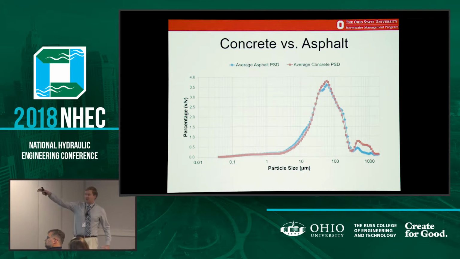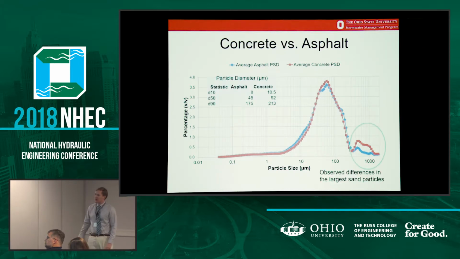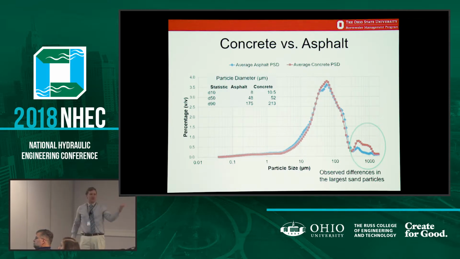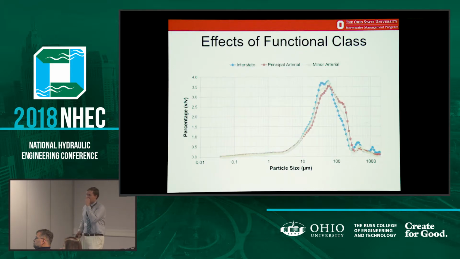Wearing course did have an effect. The largest particle sizes were actually different between concrete and asphalt. So we had statistically significant differences in D90, with larger D90s for concrete than for asphalt. If you ask me why, I will tell you I have no idea. That's just what we found in the field data. I have no clue why. I'd be interested to have some discussions around that if anyone has any ideas as to why that might be.